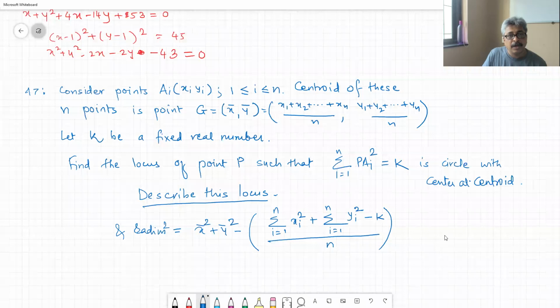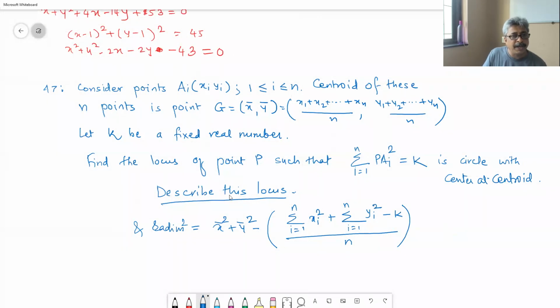Do you get this or do you want me to write? I mean, it is simple. You just consider any point P(x dash, y dash) and solve it as a locus problem, then collect the like terms and you will get it.